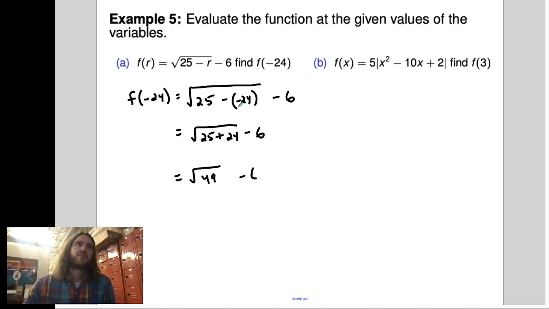Remember, you've got to simplify inside first and then work your way outward. We can't subtract because this -6 is outside the square root. We've got to simplify inside any sort of grouping first. The square root of 49, what number times itself is 49? That's 7. 7 minus 6 is 1.